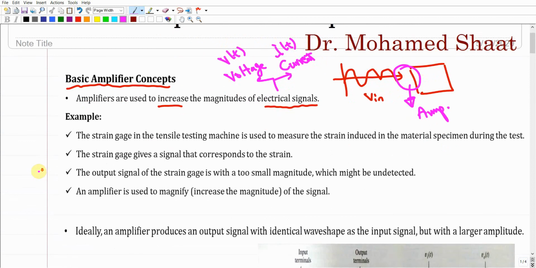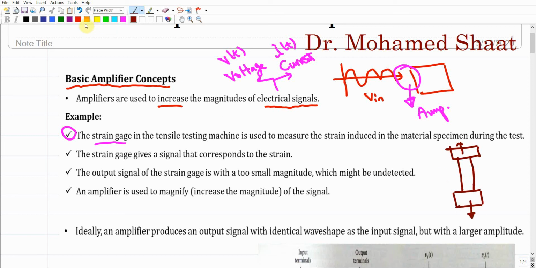So a typical example of this case, for example, as mechanical engineers, if we're going to talk about strain gauges. The strain gauge is one of the devices that we use to detect the strain, or to measure the strain induced in a material sample during the tensile test. Like when we fix a material sample in a tensile testing machine, assume that this is the sample and it is fixed from both sides, and we are stretching this material from both sides, as already shown here, this direction and this direction.